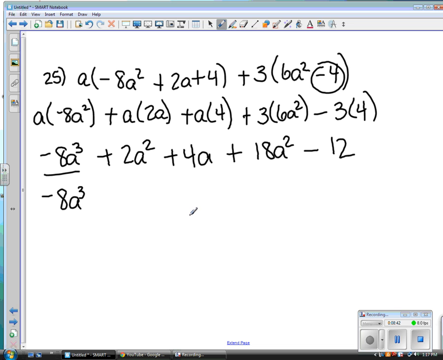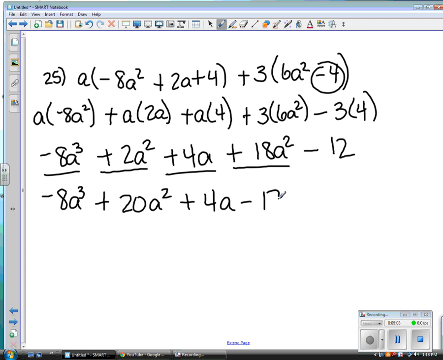So I've used that term. Now I'm going to go to a squared. So here I have a 2a squared, that's positive, and I'm going to add 18a squared. So that's going to be plus 20a squared. I only have an a to the exponent 1. I only have one term of those, so I'm just going to bring it down. And I have a constant, which is minus 12. And there's my answer. Questions?